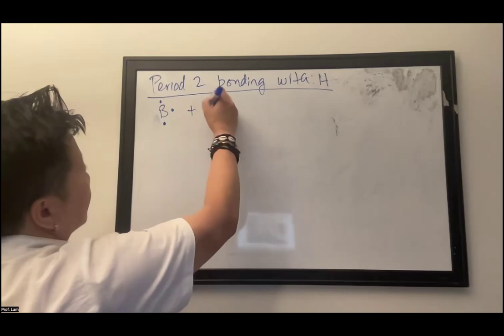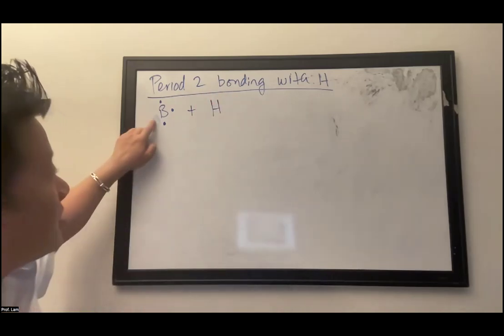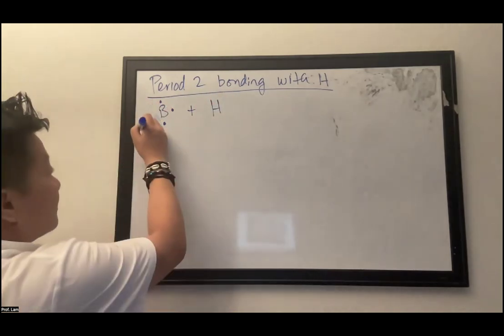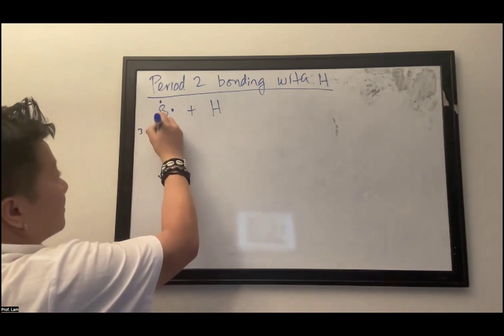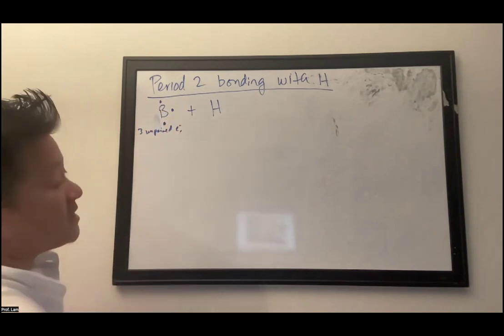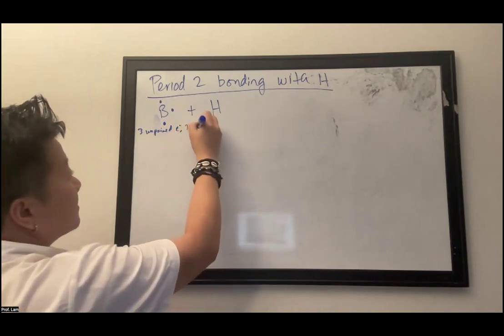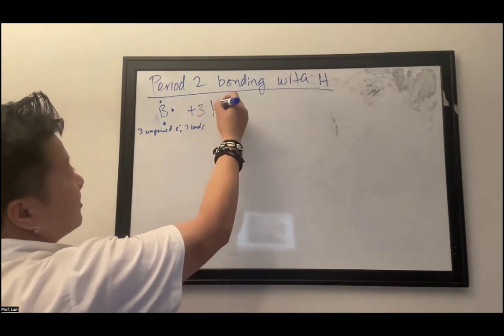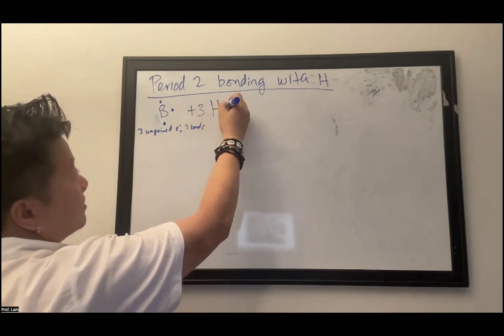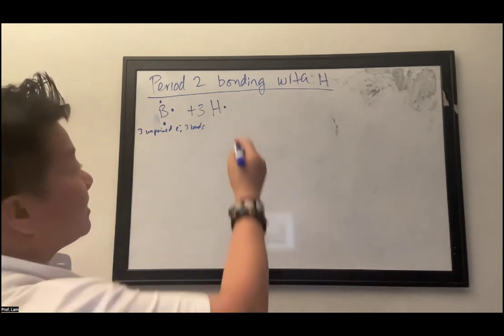And then hydrogen. Since boron has 3 unpaired electrons, and we said it's the unpaired electrons that make a bond, right? It's going to want to make 3 bonds. So that means we're going to need 3 hydrogens in order to do it. So how's that going to look?